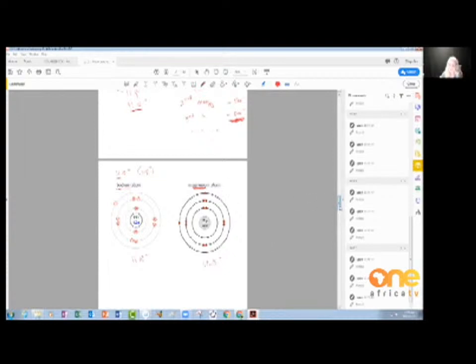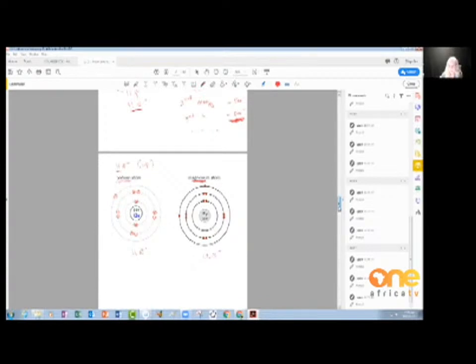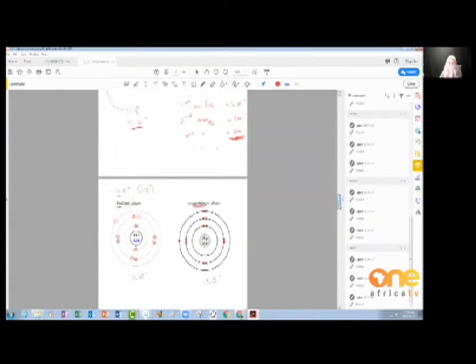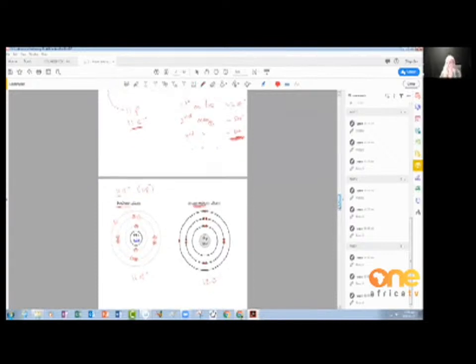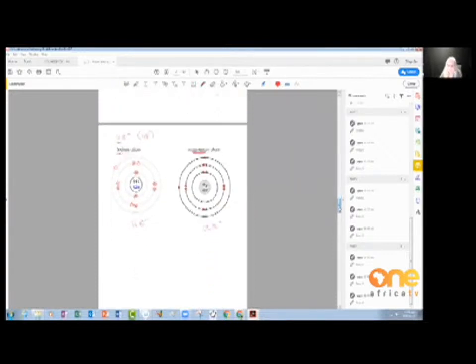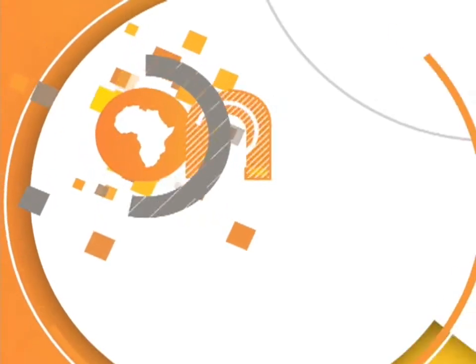And I think we can stop here. Next week we can continue with isotopes, and perhaps, if you want, we can make some more of these electron configurations, but now I think we need to stop.